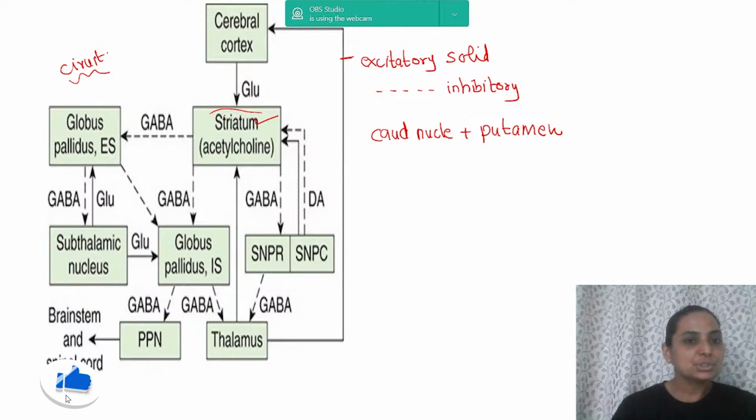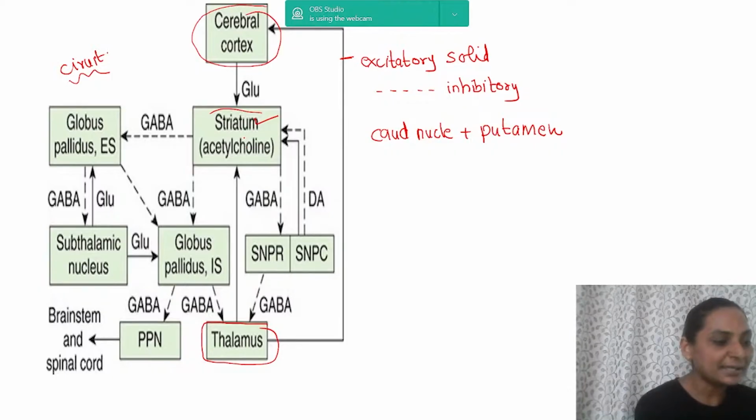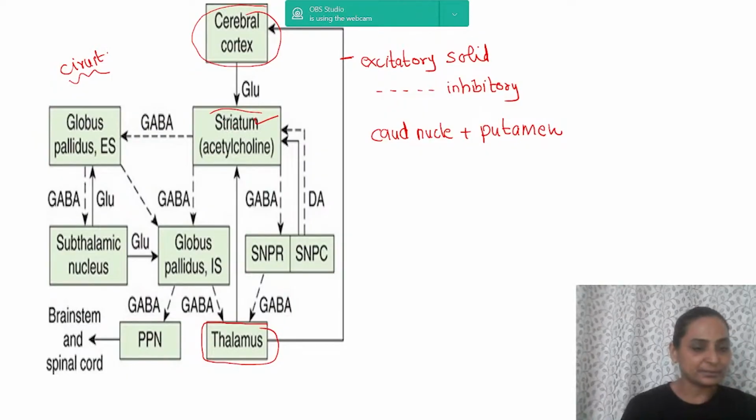The inputs are coming from the cortex and from the thalamus, and they are mainly excitatory. Glutamate is the neurotransmitter, and acetylcholine is also a neurotransmitter. So basically the inputs which are coming are excitatory. Now, after they come to the striatum, the striatum is going to start its work.